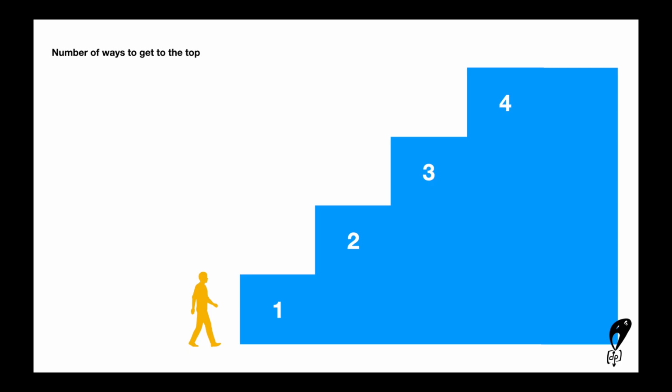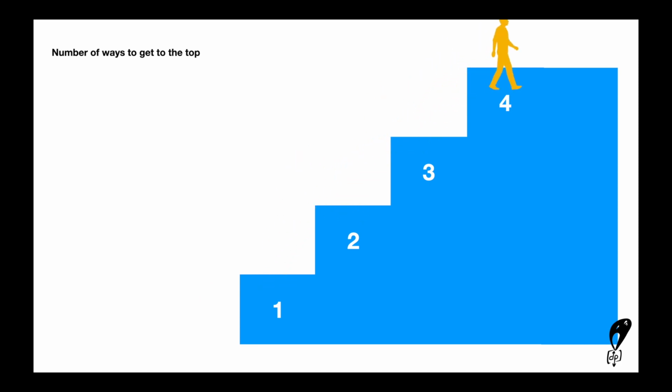So I decided to visualize this problem because I felt like the description in the video that I gave was not clear enough. So we need to find the total number of ways to get to the top of the staircase, and in this case we have 4 stairs. So let's look at the first way.